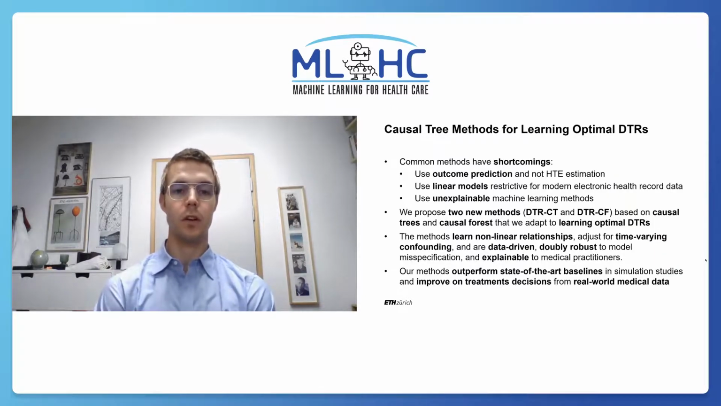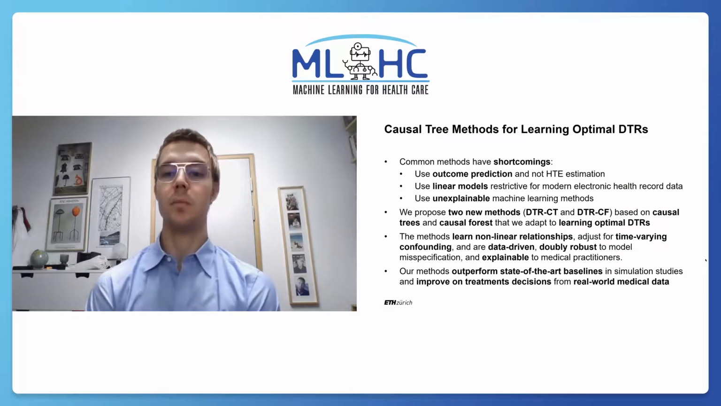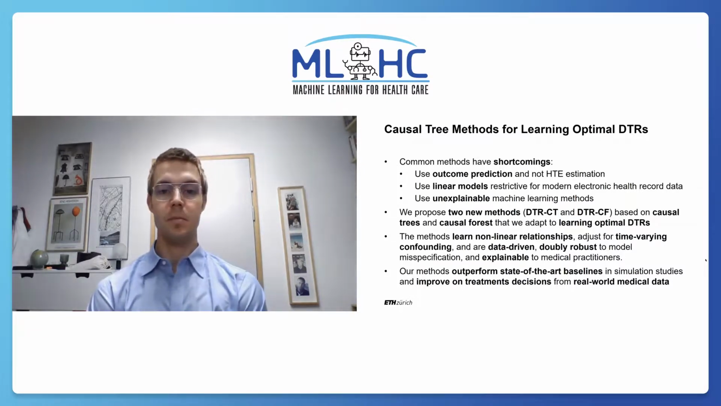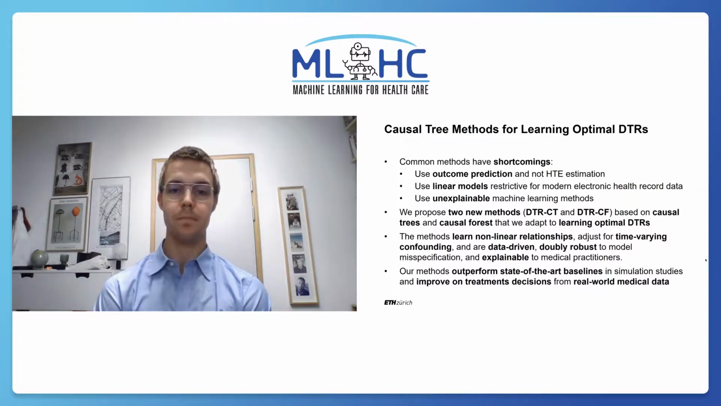So common methods for learning optimal dynamic treatment regimes have shortcomings. Some of them use outcome prediction and not heterogeneous treatment effect estimation. Other methods that are based on estimating treatment effects use linear models, which are restrictive for the complexities of modern electronic health record data. Methods that then allow for complex relationships, such as those that are based on machine learning, are typically black box and thus not explainable to medical practitioners and can thus not be implemented in practice safely.